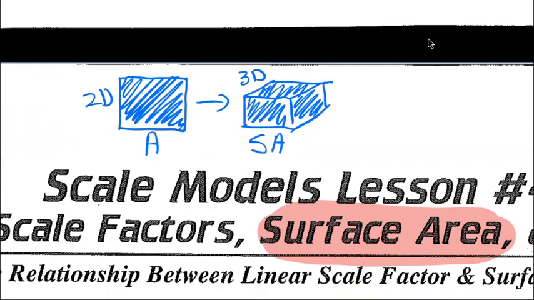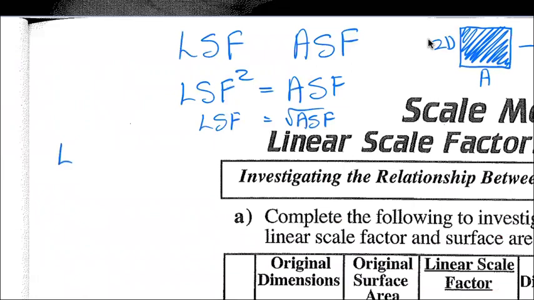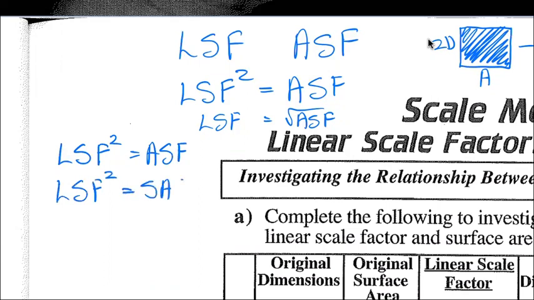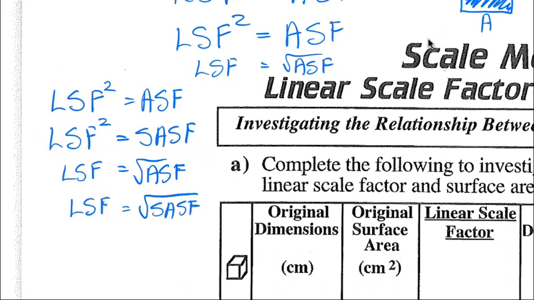Otherwise, nothing is different. So really, now we can say my linear scale factor, if I square it, is equal to my area scale factor. If I take my linear scale factor and I square it, it's also equal to my surface area scale factor. And vice versa. I could square root my area scale factor, like we just said, and get my linear scale factor, or I could square root my surface area scale factor and get my linear scale factor. So this part doesn't change at all.